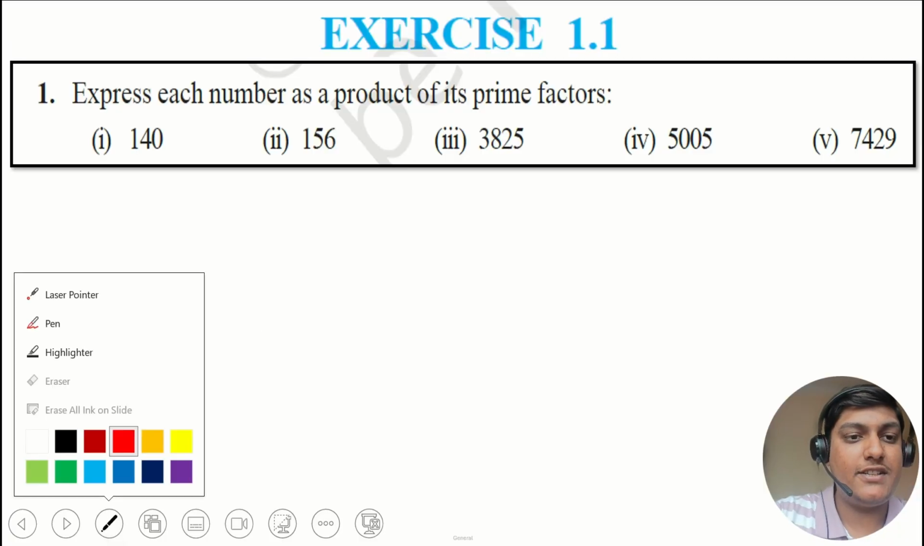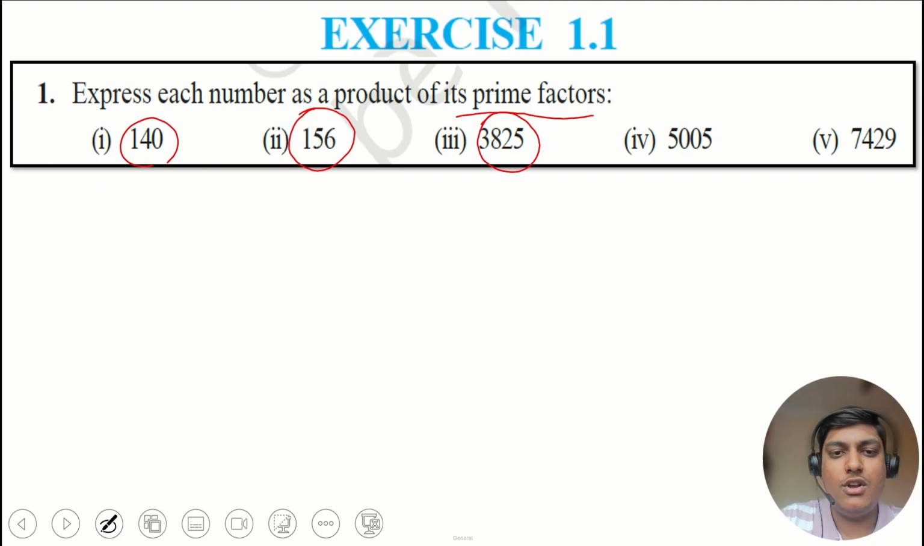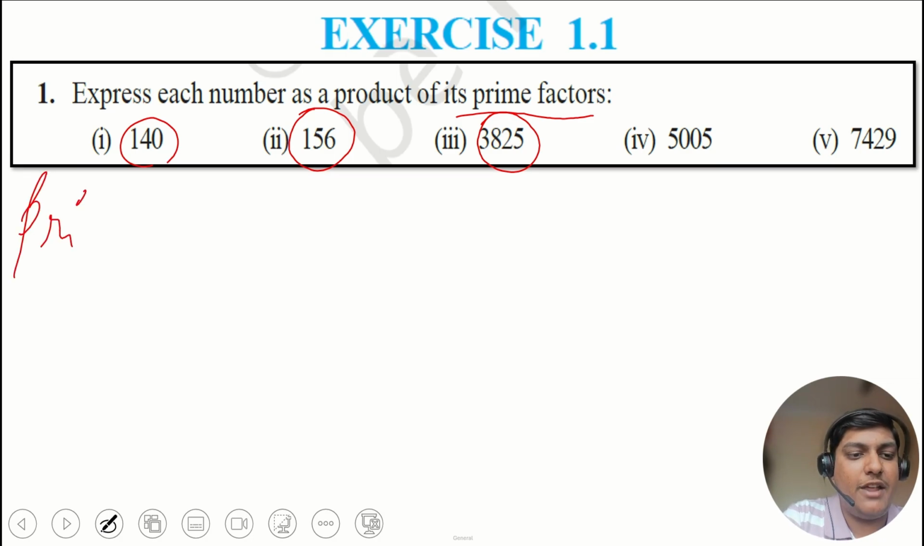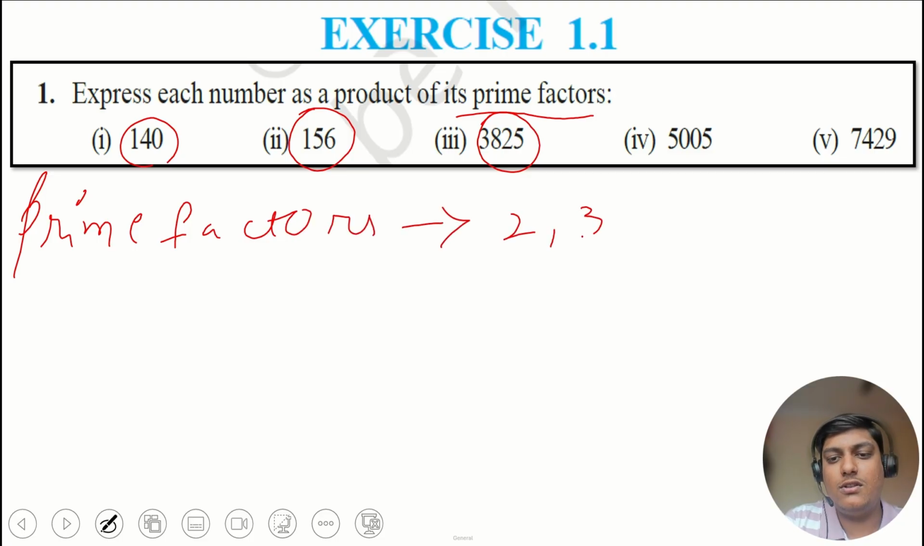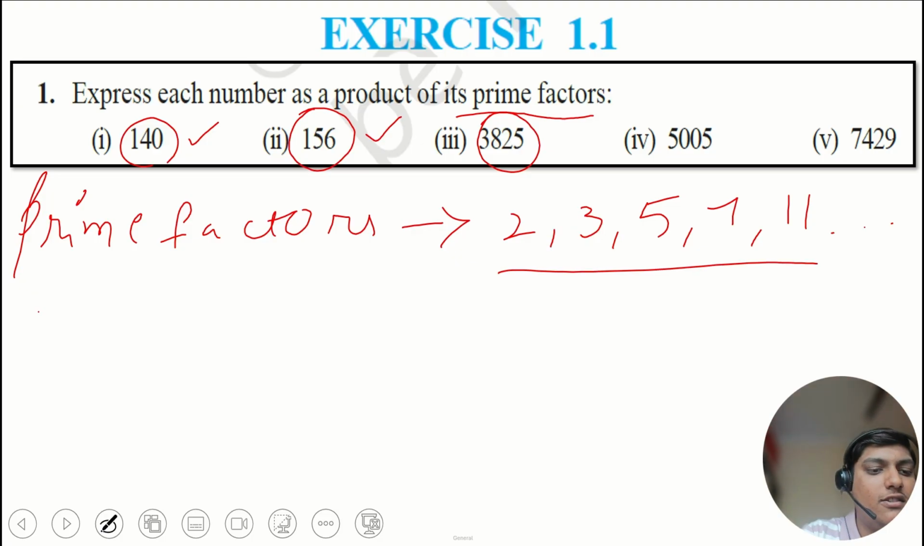The problem states that we have to express each number as a product of prime factors. We already know what prime factors are. Basically, prime factors are numbers starting from 2, 3, 5, 7, 11 and so on. So we have to express each number in terms of a product of these numbers. Okay, so let's start. What is the first question?